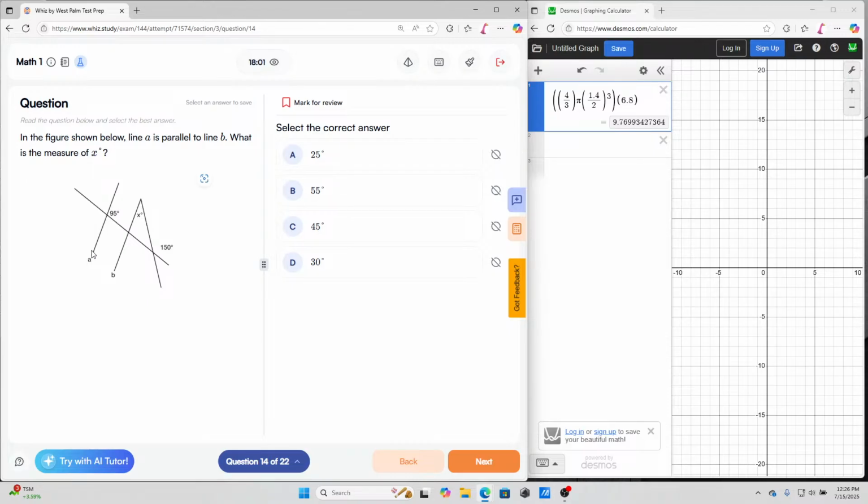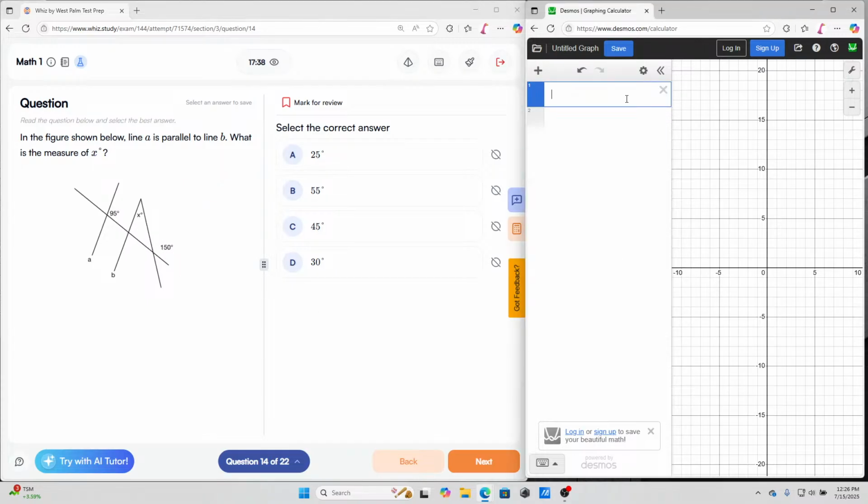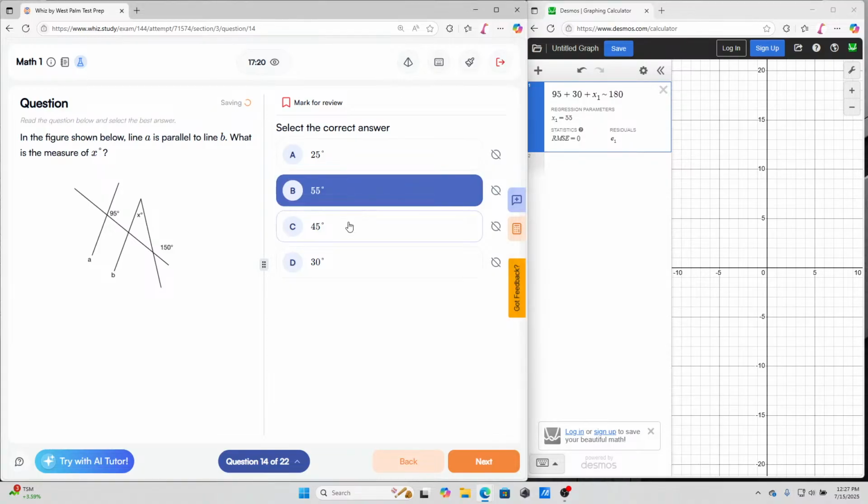Okay. Line A is parallel to line B. What's the measure of x degrees? So that's 95. That means that's something. So if this is 150, so this is 95 right here. 95 plus 180 minus 150 is 30. So it's 90 plus 30. So 55 degrees. Yeah.